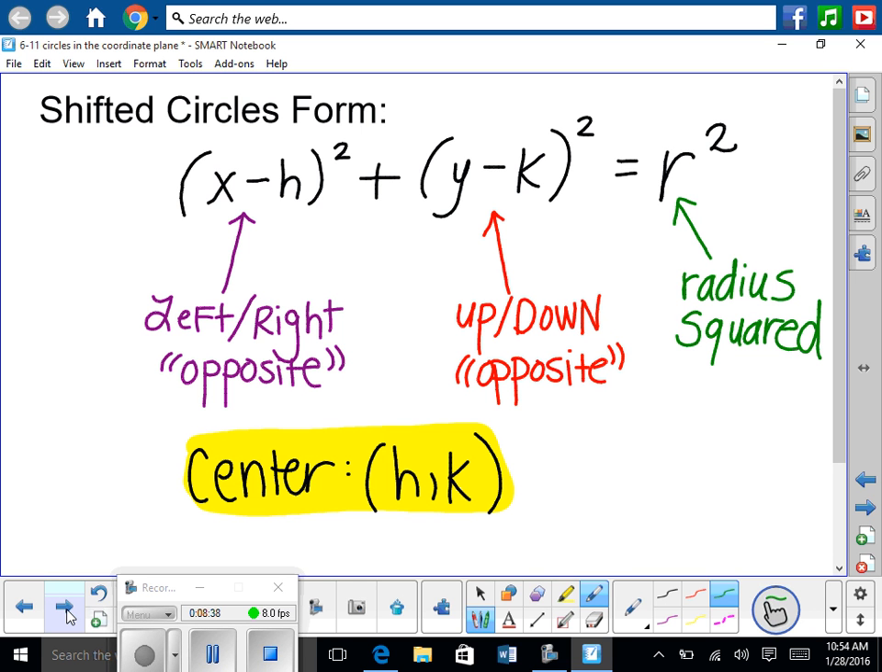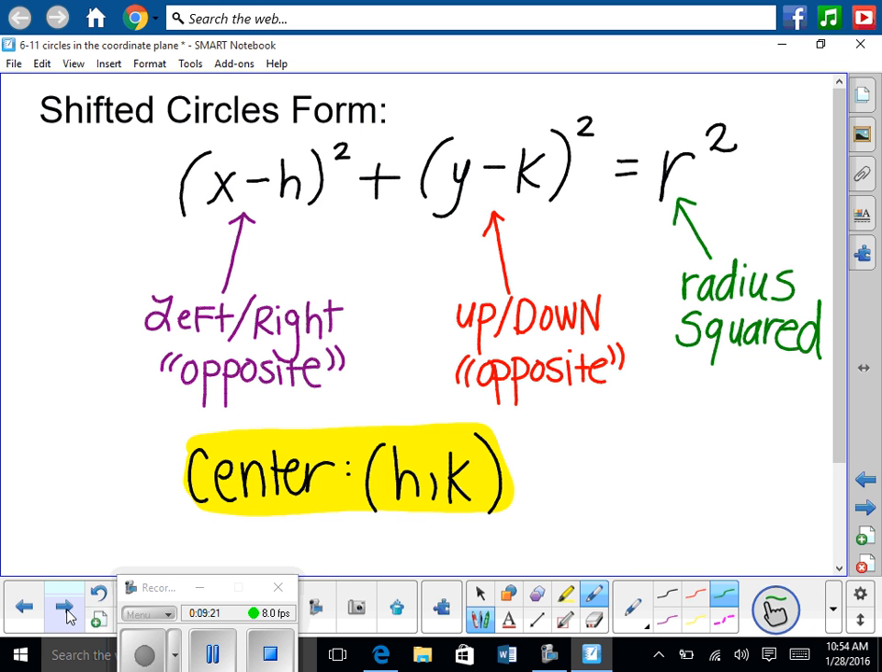The difference is the shift left and right and the shift up and down. This is what you've got to understand. Anything added inside with x is your shift left and right. Because it's in parentheses, you always go opposite of the sign. So x values shift our circle left and right, and y shifts our circle up and down. Anything added with y in parentheses shifts the circle up and down, and we always go opposite of the sign. And then it's still equal to our radius squared.